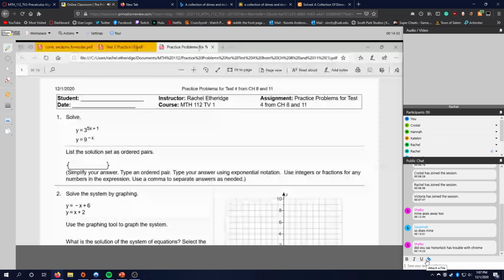No, HonorLock doesn't have trouble with Chrome. You have to use Chrome. It shouldn't be having any trouble with Chrome, because you have to be in Chrome in order to use HonorLock. So if you're not in Chrome, you're not going to be able to use HonorLock at all.